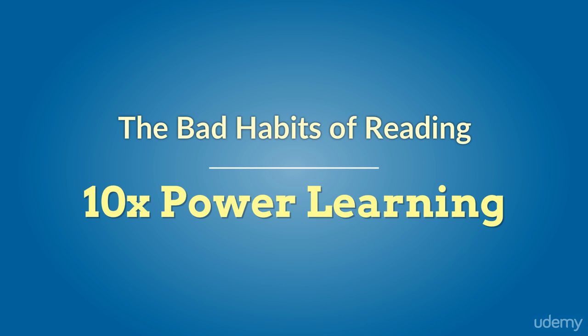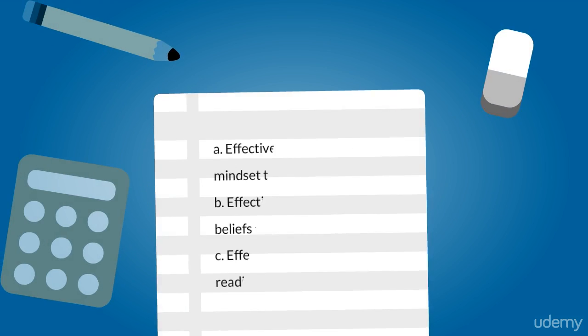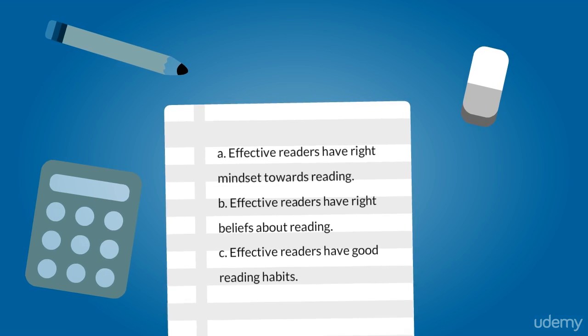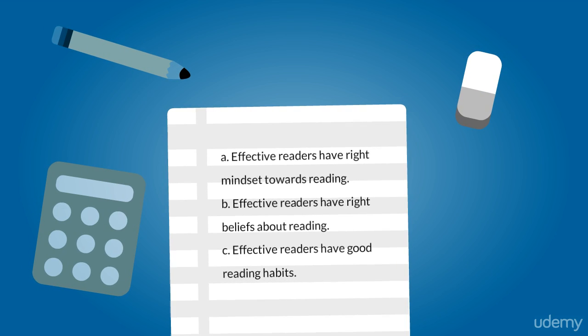How to identify and overcome the bad habits of reading. In the previous lesson, we mentioned that there are three major differences between an effective reader and an ineffective one. They are: effective readers have the right mindset towards reading. Effective readers have good reading habits. And finally, effective readers have right beliefs about reading.